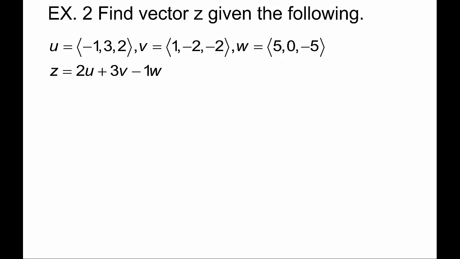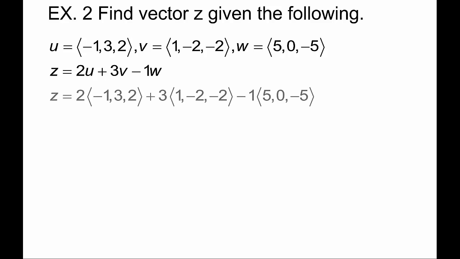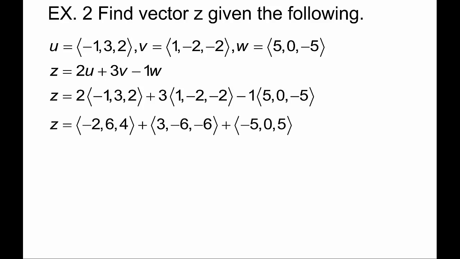So first thing we're going to do is plug in our vectors where they belong. So 2 times vector u plus 3 times vector v minus 1 times vector w. So we're going to distribute the number in front, which is called a scalar, into the vector. So 2 times negative 1, 3, 2, and then 3 times 1, negative 2, negative 2, and negative 1 times 5, 0, negative 5. I get negative 2, 6, 4, plus 3, negative 6, negative 6, plus negative 5, 0, 5.